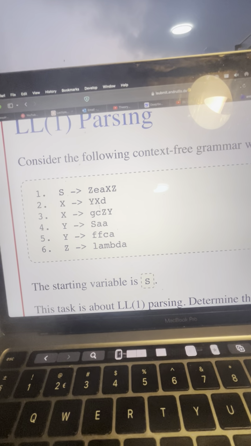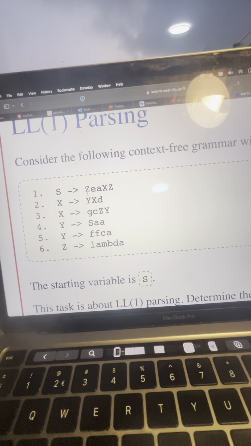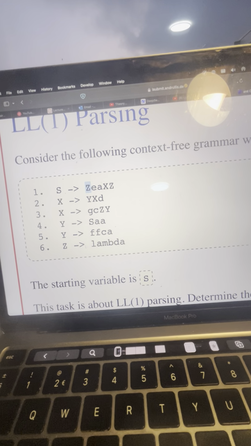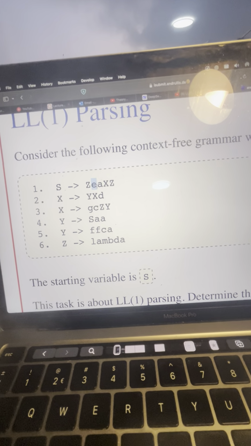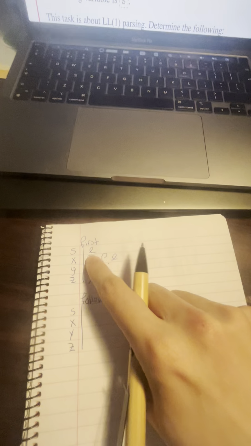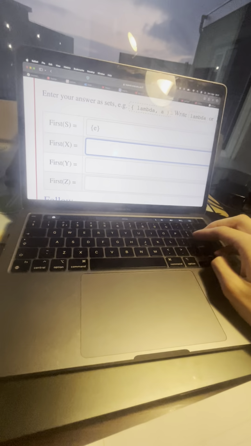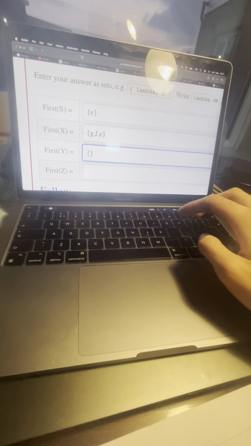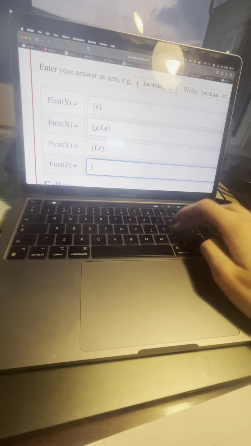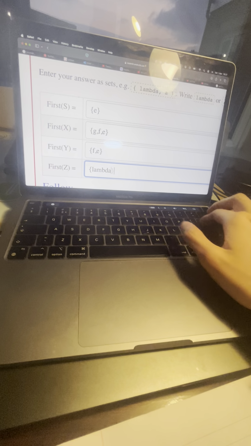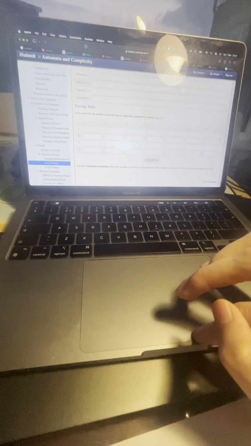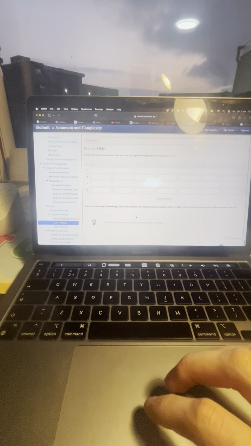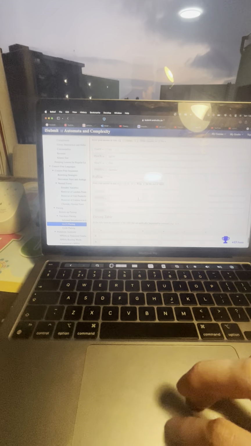Now we have the last one, which is S. The first of S is the letter Z. If you go to Z, we get lambda, and therefore we get the letter E only. So rewriting it down means E, G, F, E, means F, and E means lambda. We just wrote it, and it's correct. Okay, so the first one is correct.